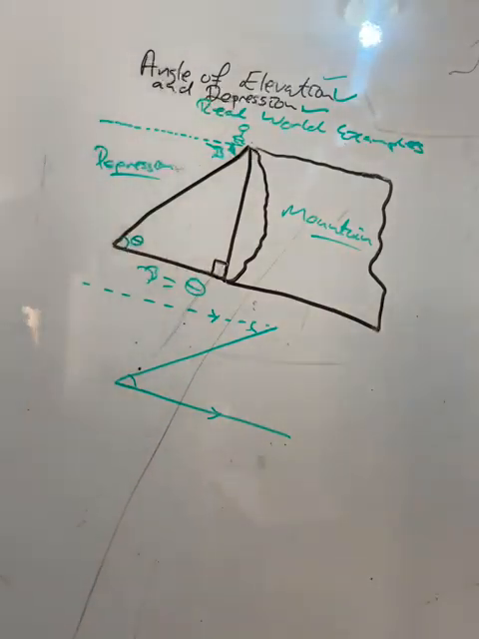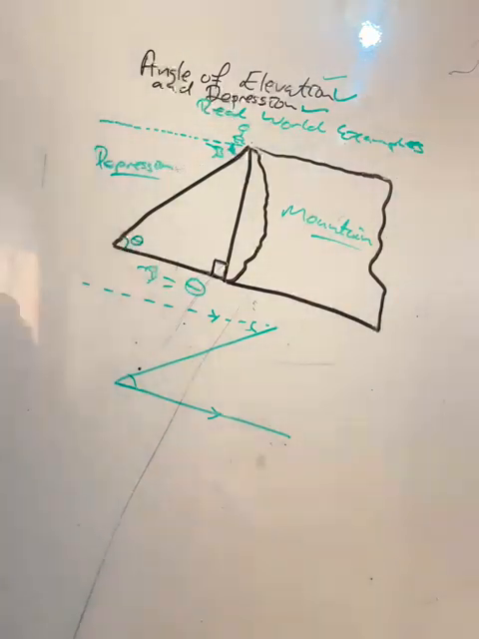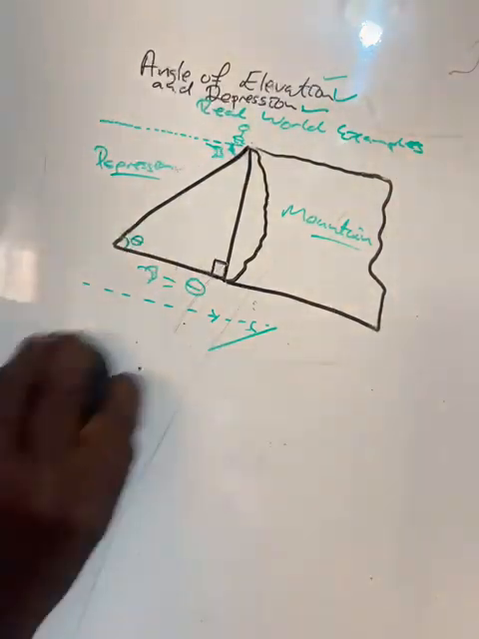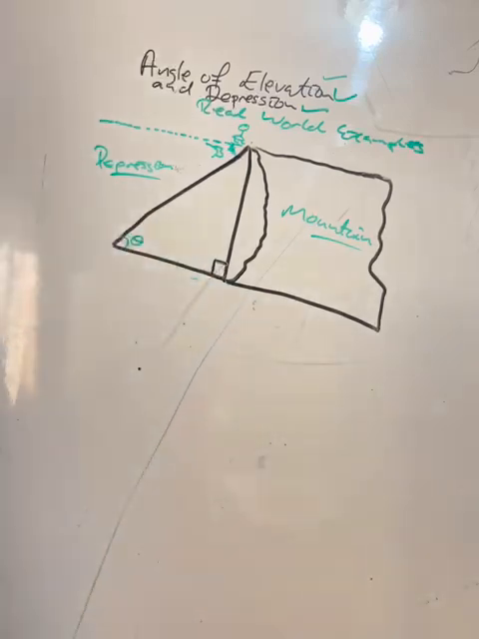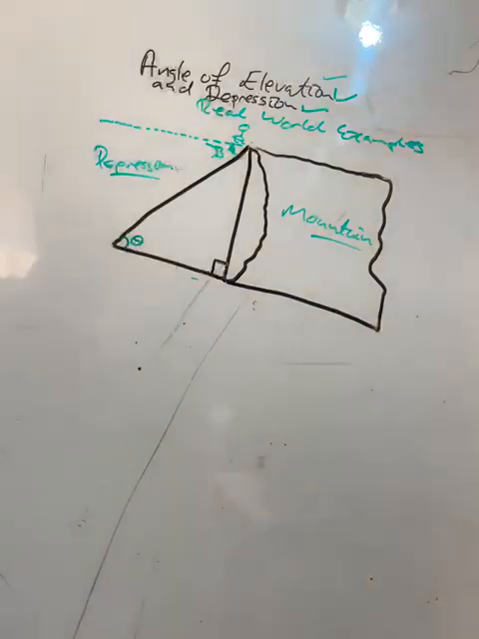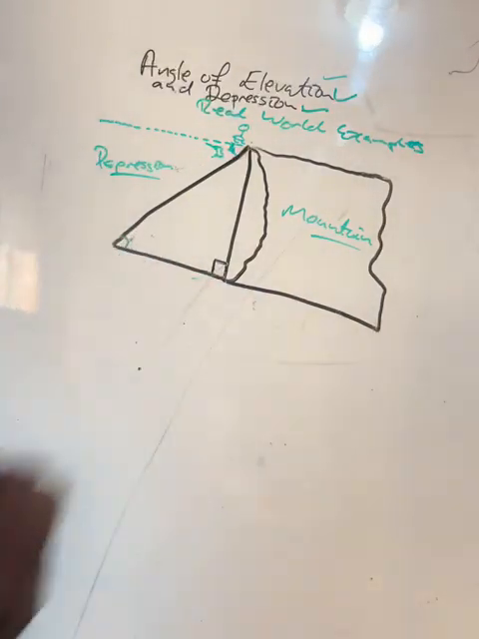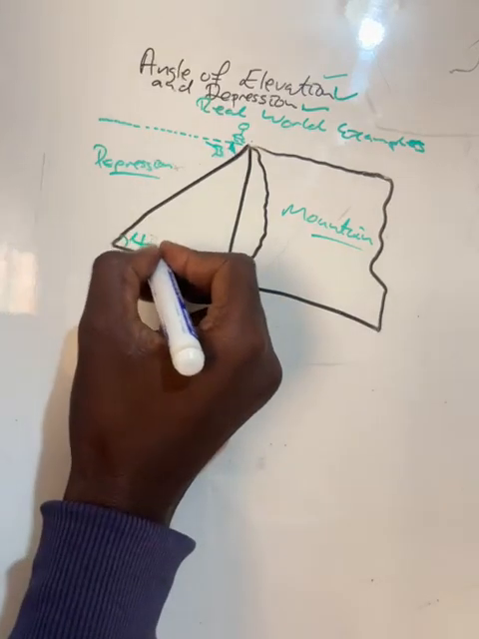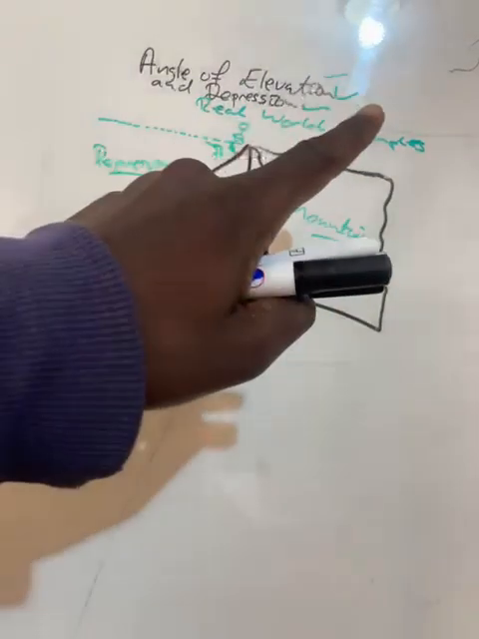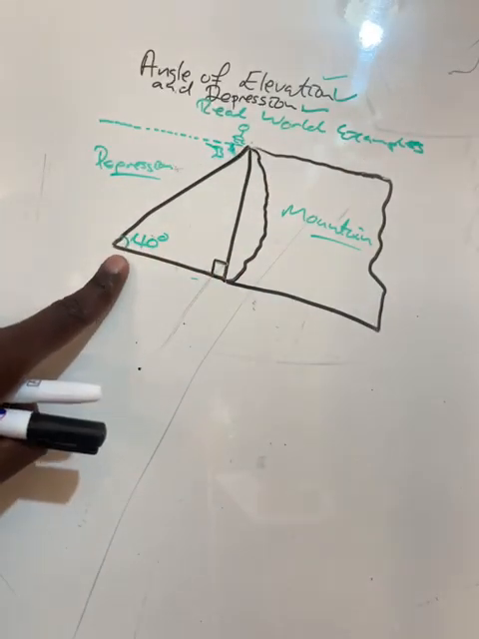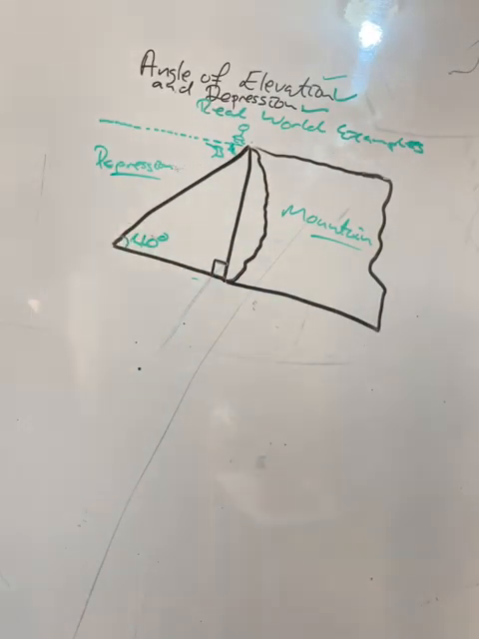So let's deal with an exercise, just one example. Let's utilize this diagram, which is here. Where there is theta, we substitute theta with 40 degrees. So in this particular case, we are being told that someone is on the ground, and when they are looking up, the angle of elevation is 40 degrees.